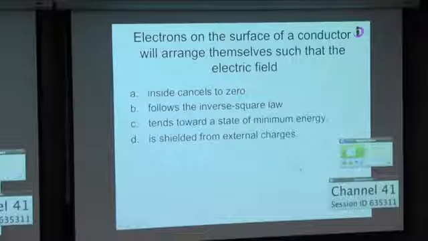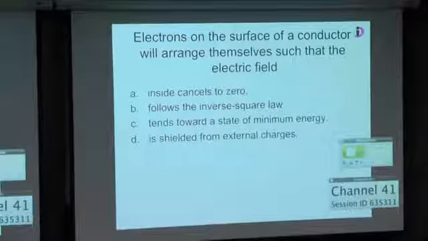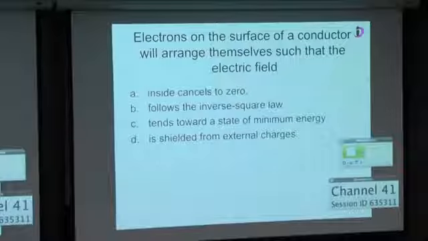All right. And you can shield conductors, antenna, and things from electric fields. This had a radio over here in a metal cage. So the electrons on the surface of the metal cage arrange themselves how?